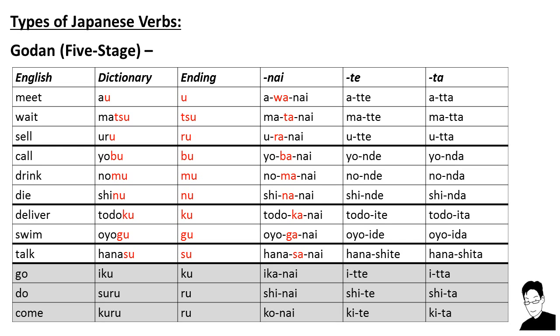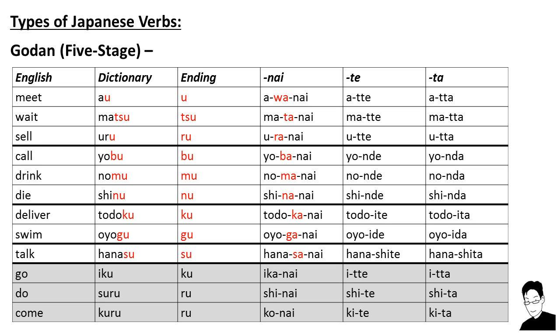The fourth category includes the verbs with su endings, with the nai negative forms acting as we would now expect. But the te and ta endings see the su replaced by a shite and a shita, like this. Hanashite, hanashita. The last category shows the irregular verbs, of which the extremely common do, suru, is included. These verb changes exist outside of the previous patterns and need to be learnt as they are.